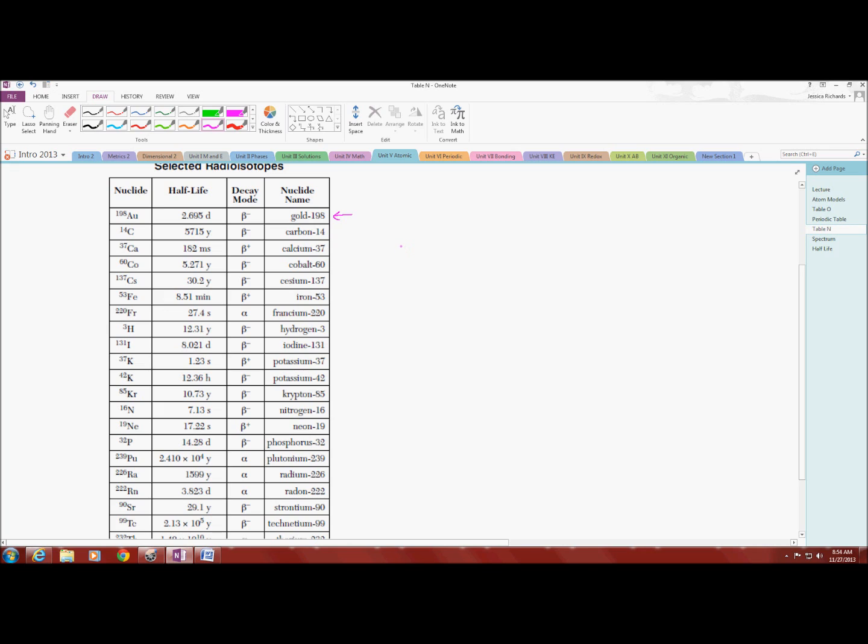One of the things they like to do is ask you which pair would be isotopes, and what you're looking for is ones where the bottom number is the same and the top number is different. Those are isotopes.